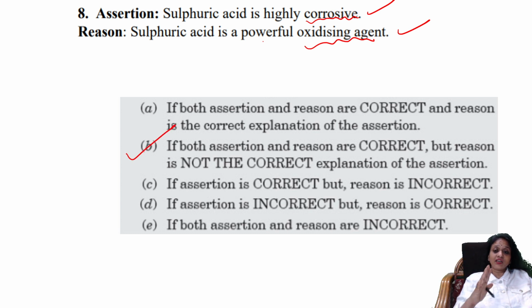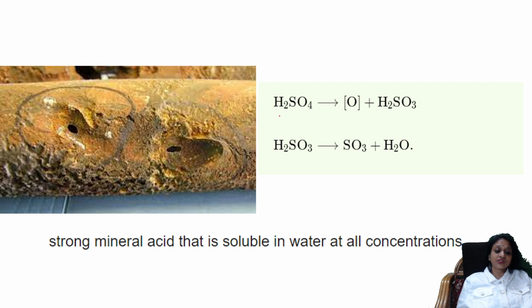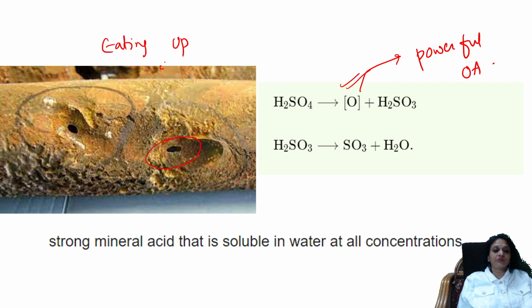Let's see this. Why is the assertion right? Observe carefully, students. Sulfuric acid is going to convert into sulfurous acid and release nascent oxygen. Because of this nascent oxygen, it acts as a powerful oxidizing agent. But what is corrosion? Corrosion is eating up of the metal, because of moisture, because of air. That is corrosion, eating up of the metal.